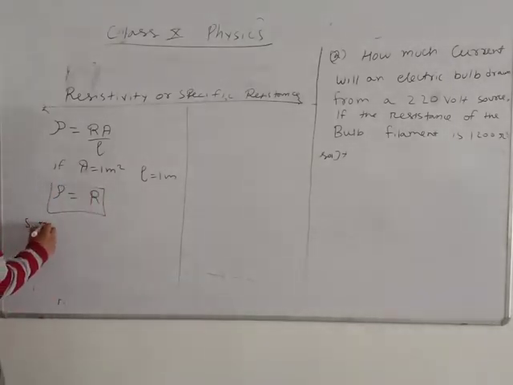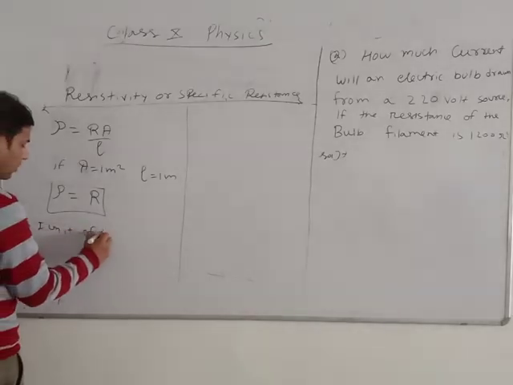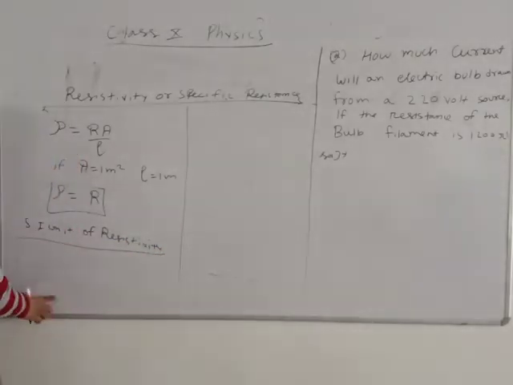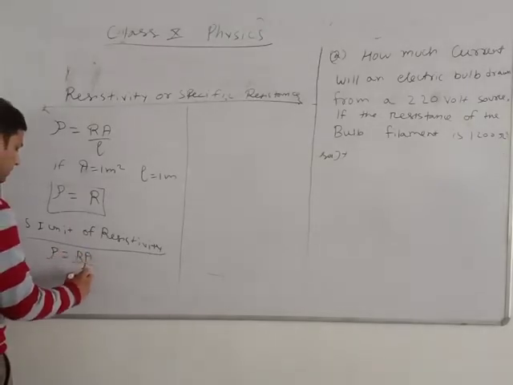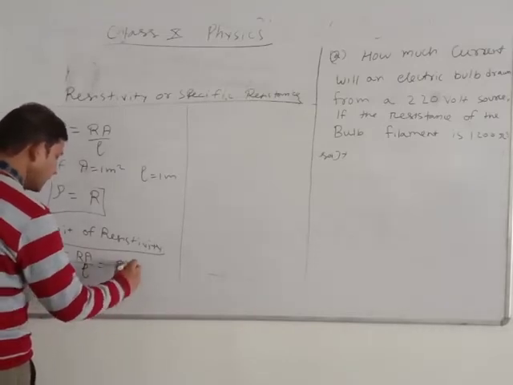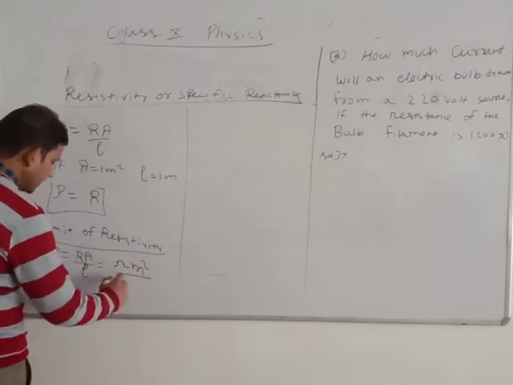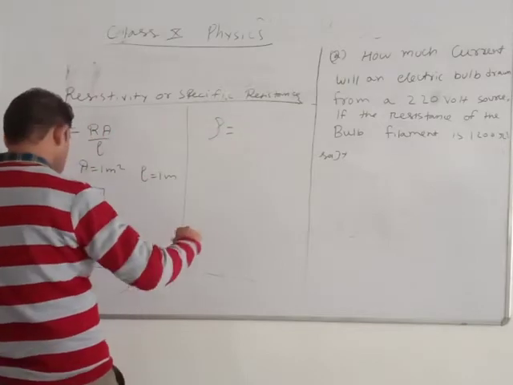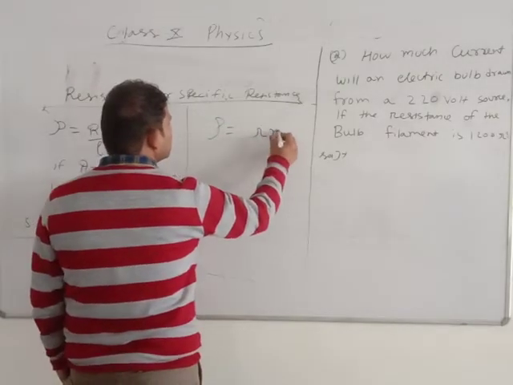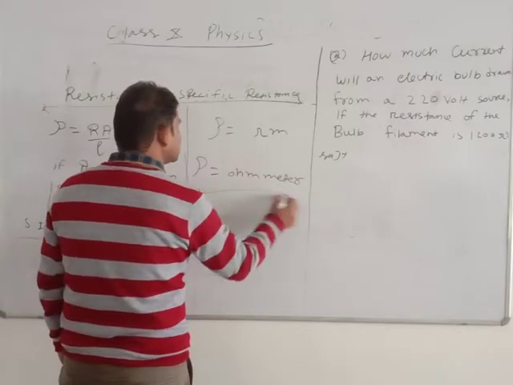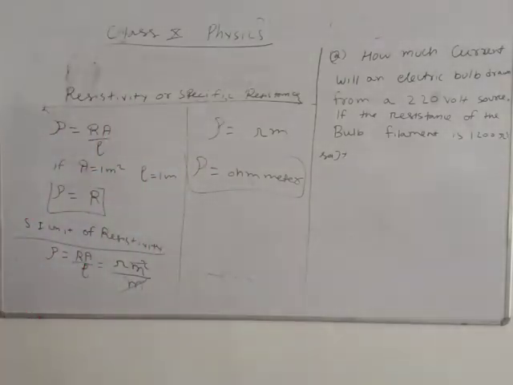SI unit of resistivity, students. Our formula is rho equals RA upon L, and the SI unit of R is ohm, the SI unit of area is meter square, and the SI unit of length is meter. Then rho equals ohm meter. It means ohm meter is the SI unit of resistivity.